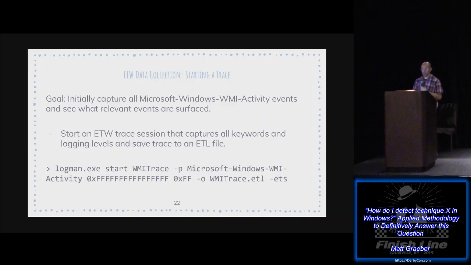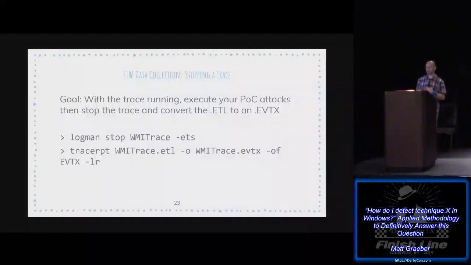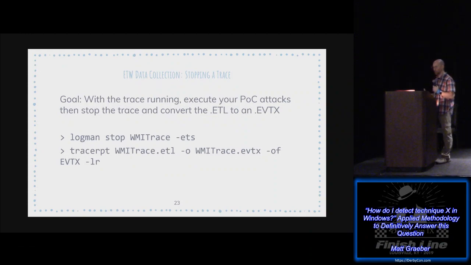And then I'm going to output it to a trace file, an ETL file. Okay? And then -ets is, I think, a real-time trace session. I just always use that and always forget what it means. Okay, so after we run that, we're going to run our attack scenarios, or our proof of concept attack validations, after the trace has started. And then when we're done doing that, we're going to stop our trace with logman stop.